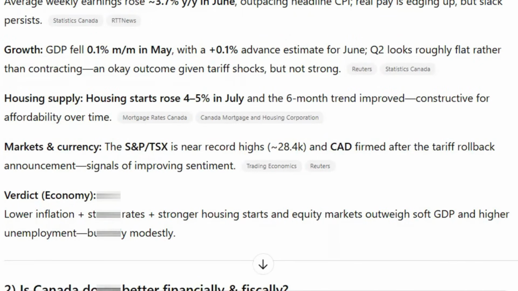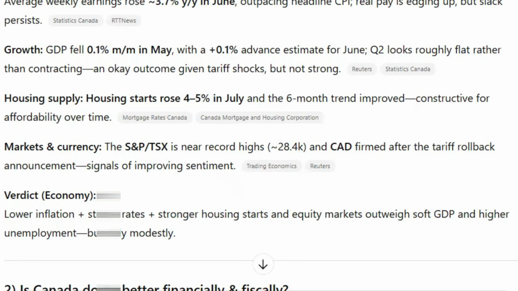GDP fell. Oh my goodness. Can GDP fall even more? So in other words, we've had no growth, with a 0.1% advanced estimate for June. So it's flat. Q2 was roughly flat, exactly, rather than contracting. An okay outcome given tariff shocks, but not strong. So in other words, growth is negative.